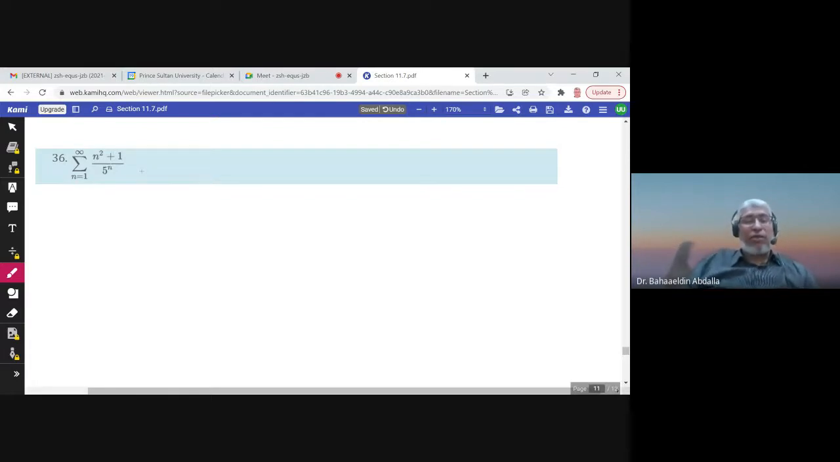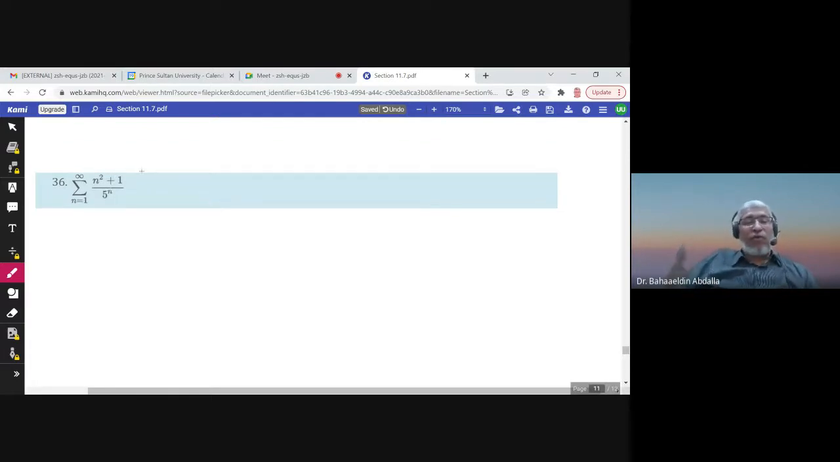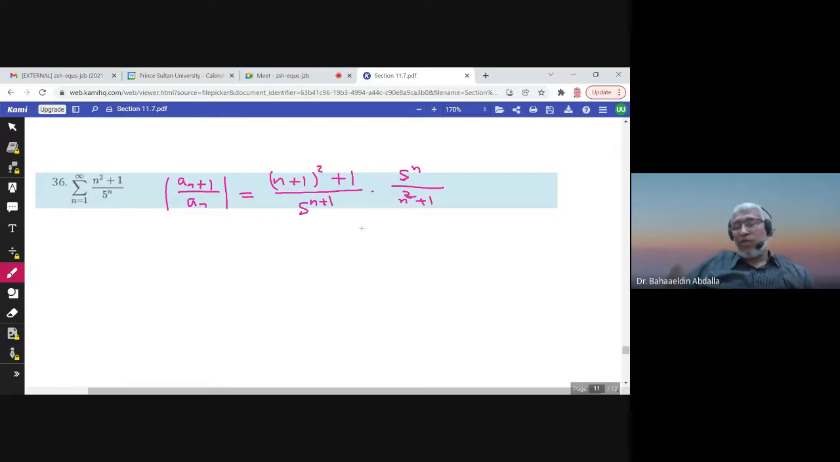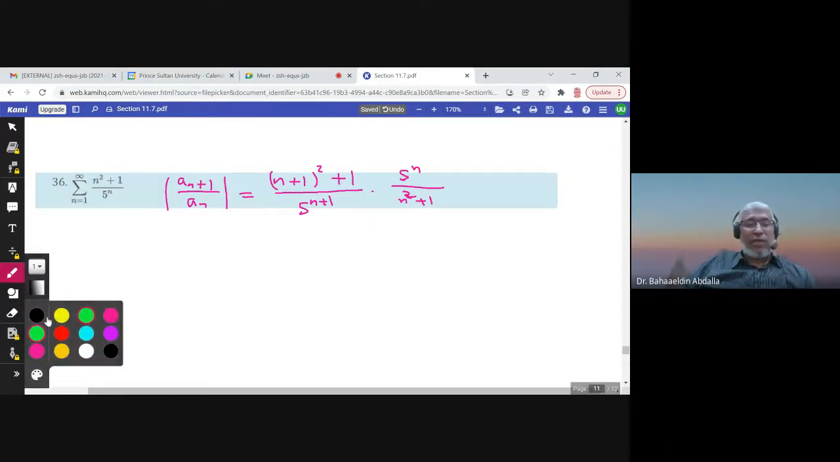n squared over 5 to the power n, ratio test. There is no need for the absolute value. All are positive. I can cancel this with this. I'll have 5 here.